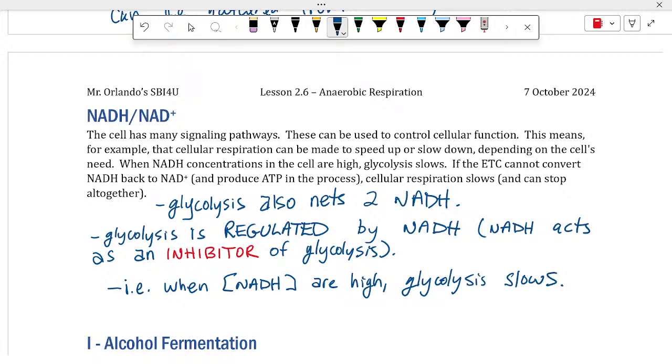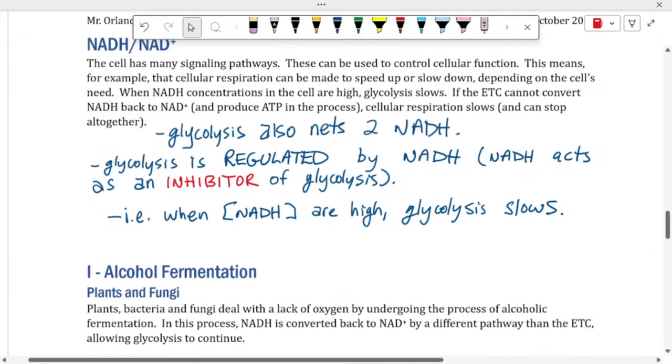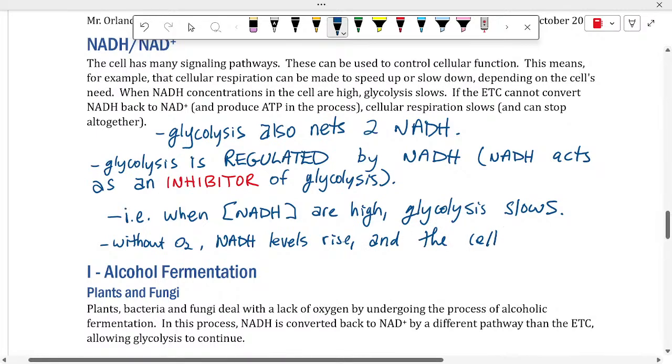This means that without oxygen, NADH levels rise, and the cell doesn't even get those 2 ATPs. The cell can't even get 2 ATPs because glycolysis will stop.